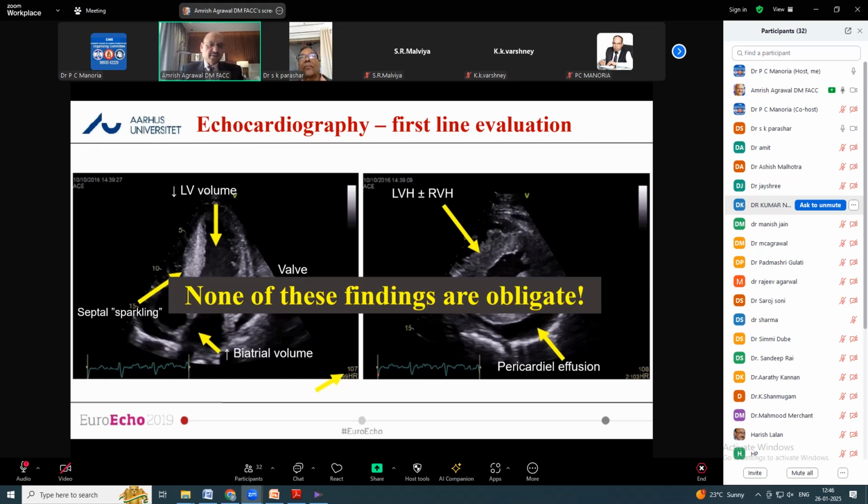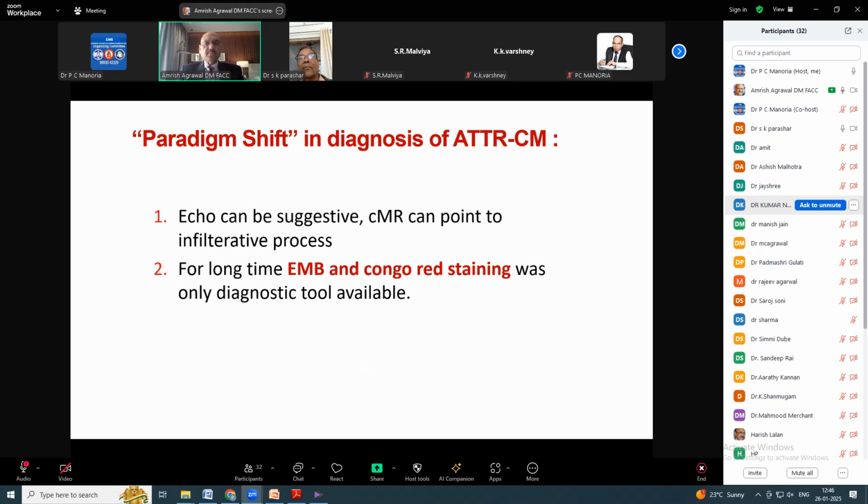Till the time of the advent of nuclear cardiology, the pattern was not very clear. Echo can be suggestive. Cardiac MRI can point towards the inflammatory process, and there are certain patterns of cardiac MRI which can be suggestive. And for a long time, endomyocardial biopsy, because we are cardiologists, is much more specific, and the Congo red staining was the only diagnostic tool available. Fat biopsies are good for systemic amyloidosis, but for cardiac amyloidosis or ATTR amyloidosis, they are not very strongly positive.